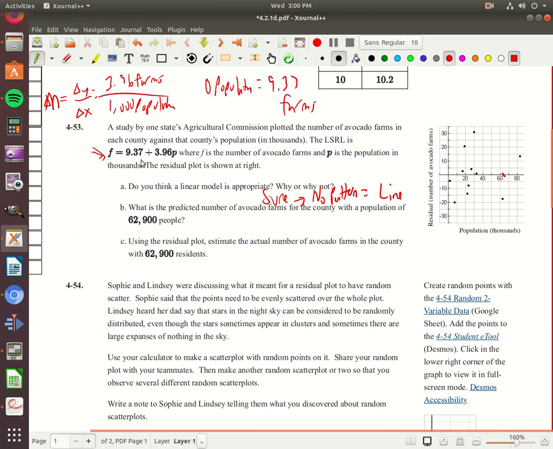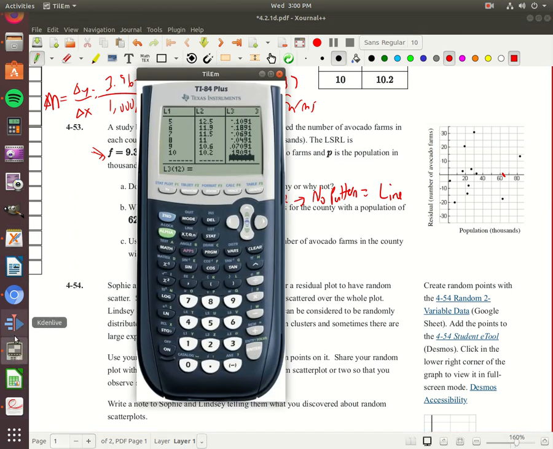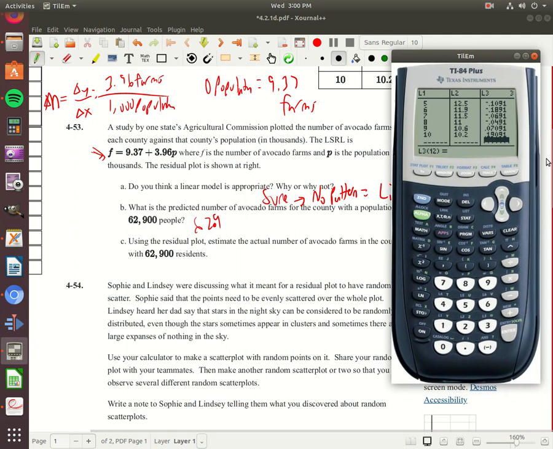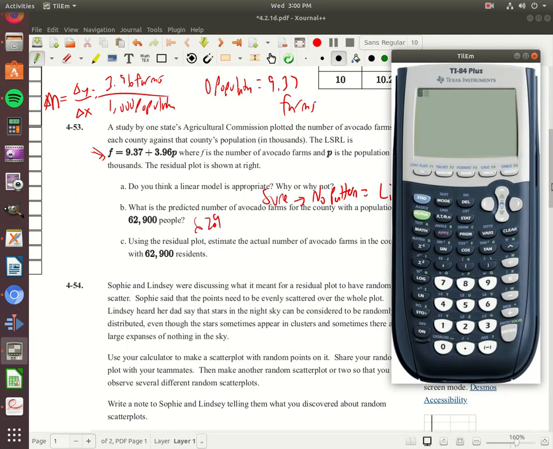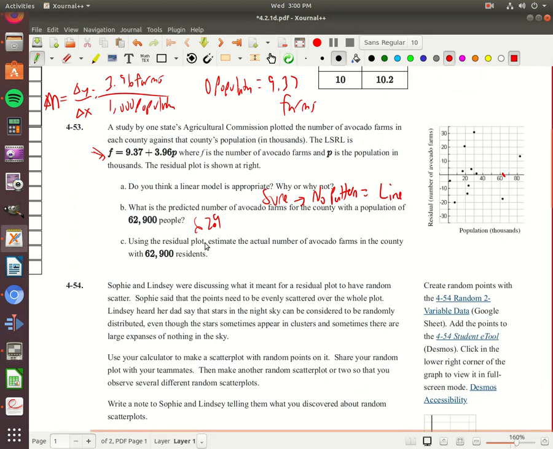It doesn't tell me my actual. I need to plug 62,900 in here, but I'm not actually going to plug 62,900. I'm going to plug 62.9 because it's in thousands, right? So I'm going to grab my calculator. And I'm going to say 62.9 times 3.96. Again, my slope is 3.96. My starting is 9.37. Like I said in stats, a lot of times they change us around. Plus 9.37. So my prediction is there should be 258 farms for a town that size.